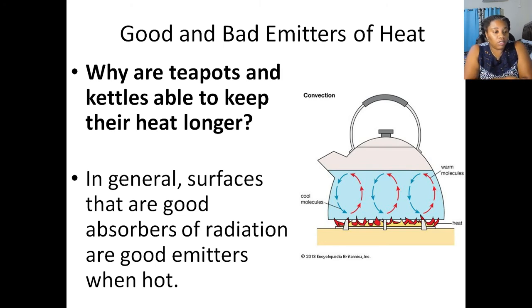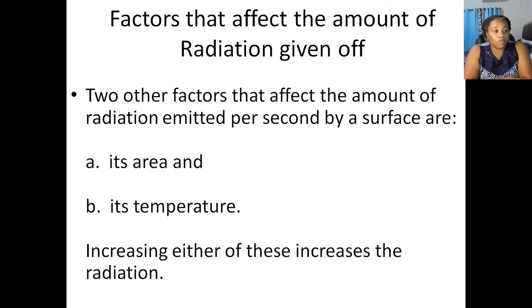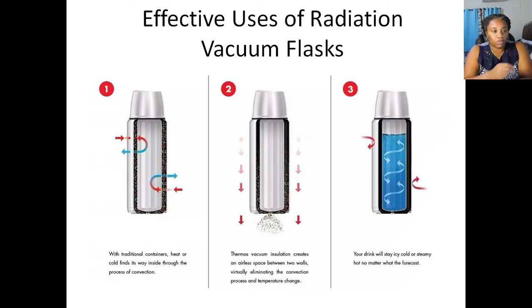So in general, surfaces that are good absorbers of radiation are good emitters when hot. Two other factors that affect the amount of radiation emitted per second by a surface are its area and its temperature. Increasing either of these increases the radiation.